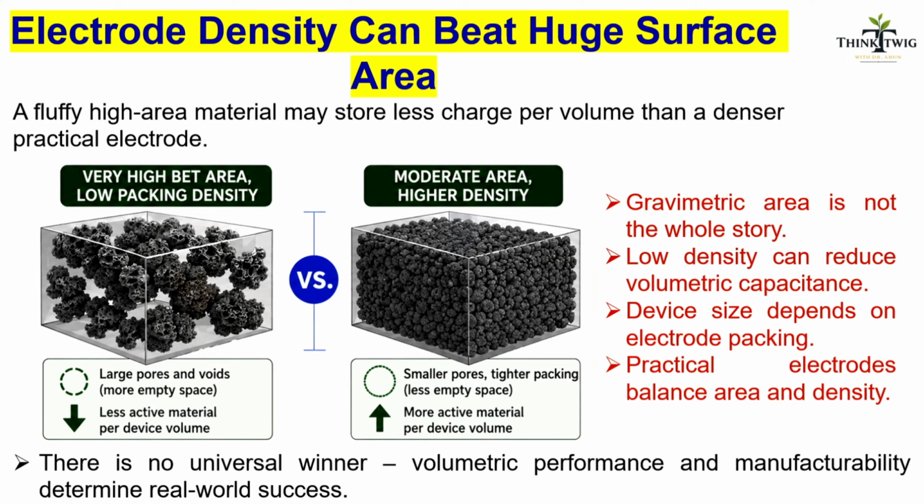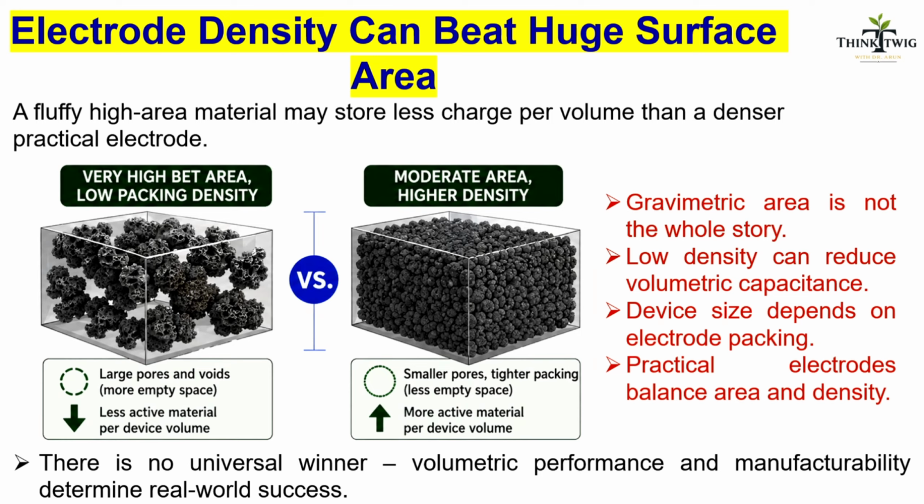A fluffy material can show excellent capacitance per gram, but if its packing density is very low, its capacitance per volume can be much less attractive. So a denser carbon with a lower BET surface area can become much more useful in the practical device. Again, the winner changes when we change the way we look at the material.